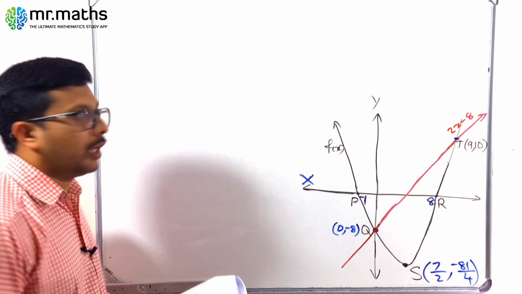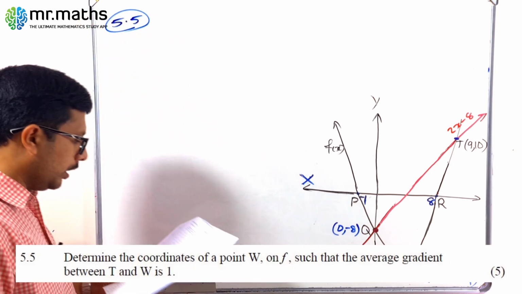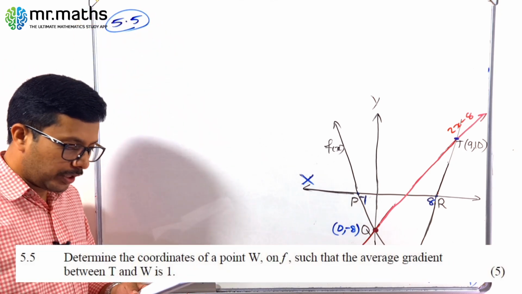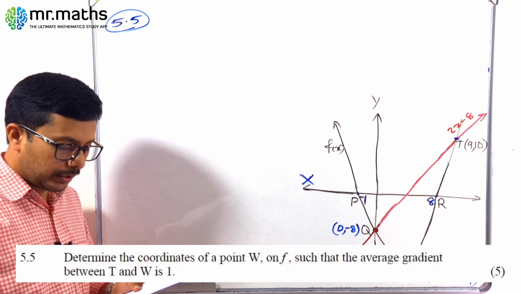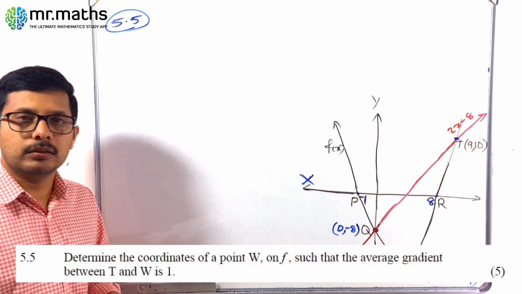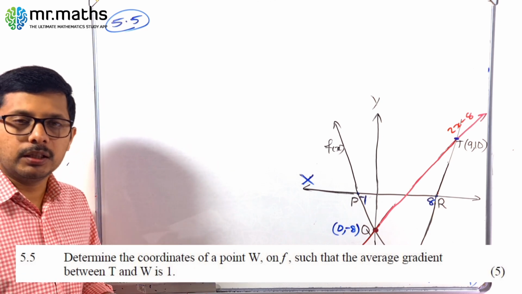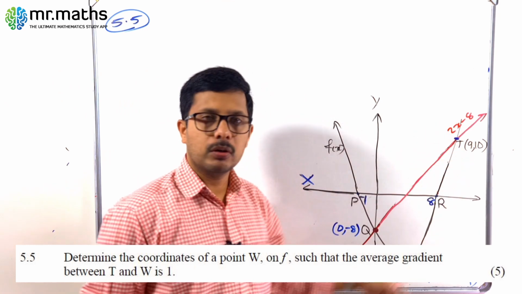Question number 5.5. Determine the coordinates of a point W on f such that the average gradient between T and W is 1. What is the meaning of that? There is a point W somewhere on the graph.